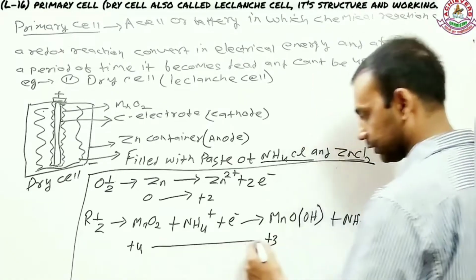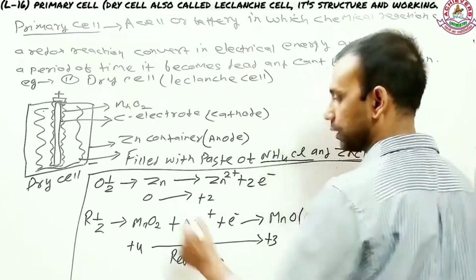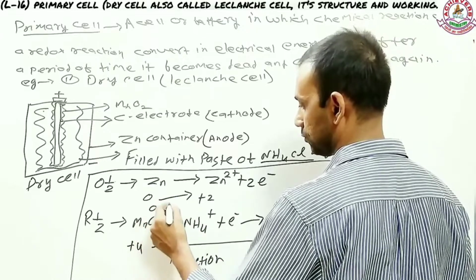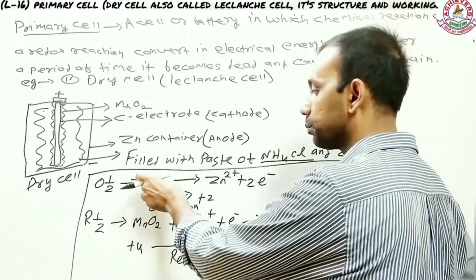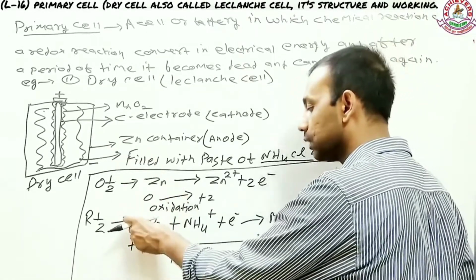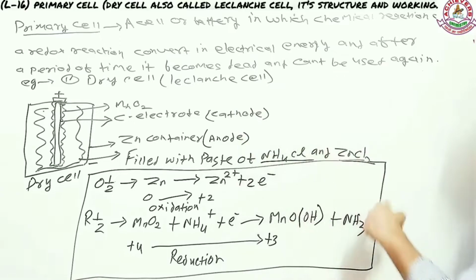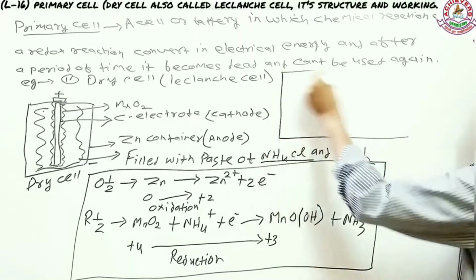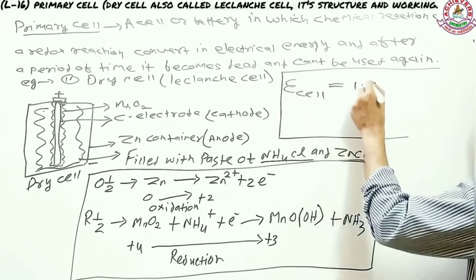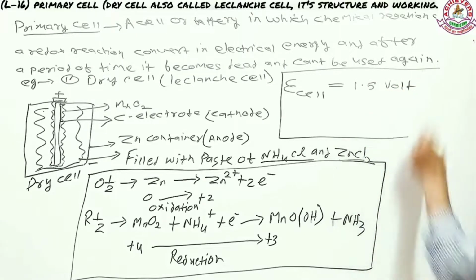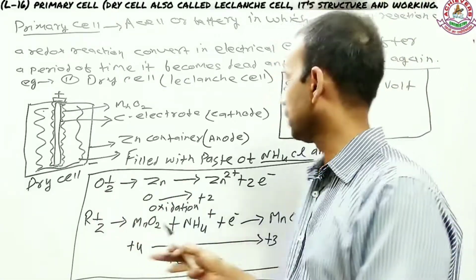So what is happening here? Reduction. This is your reduction, and this is your oxidation. Right? So due to the oxidation of zinc and reduction of manganese, a potential difference of 1.5 volt is produced. So this is what the potential difference is. For this particular dry cell, the potential difference produced is only 1.5 volt.